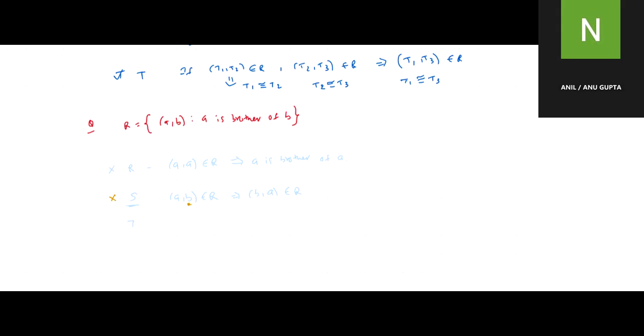Okay, next, transitive. So A is brother of B. Then you take another element, B is brother of C. Then do you think A is brother of C? सोच समझ के देना आंसर इसका.